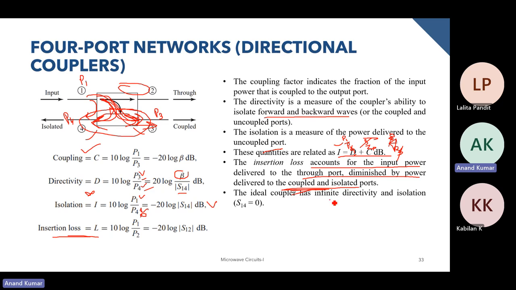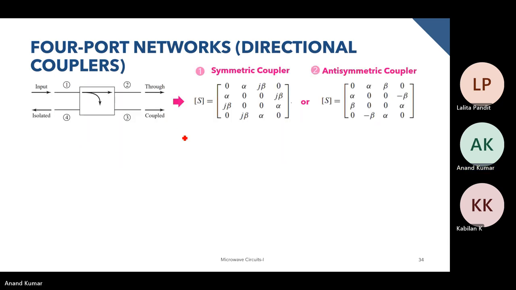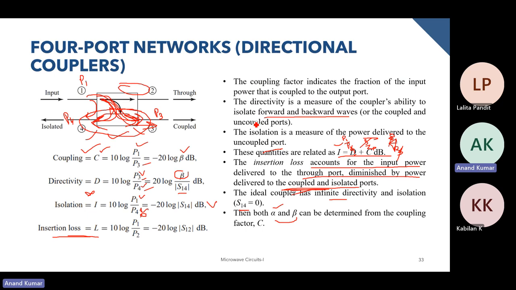The ideal coupler has infinite directivity because we have S14 equal to 0. For example, if you have a coupler, you can send some power at port 1 and check the received power at port 3. Using this, you can determine beta, and once you have beta, you can also determine alpha. So if you know this coupling coefficient, then you can easily determine alpha and beta. Maybe I'll pause here if you have any questions. Otherwise, we have one more slide to go, then we'll wrap up this module.